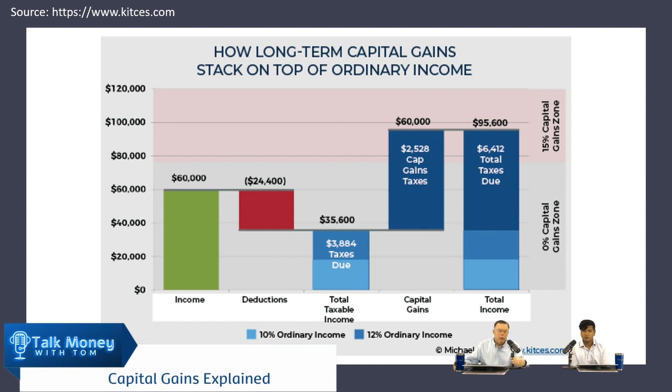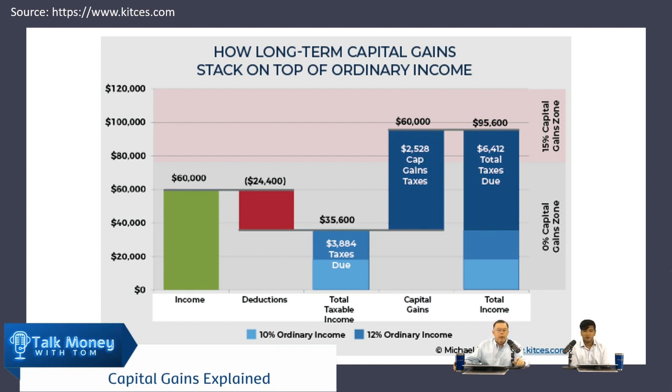And so then you get this number. When they calculate the effective rate, they would take that $2,500 right there and divide it into the 60,000. And so the rate for this particular tax situation is quite small. It's less than 5%.